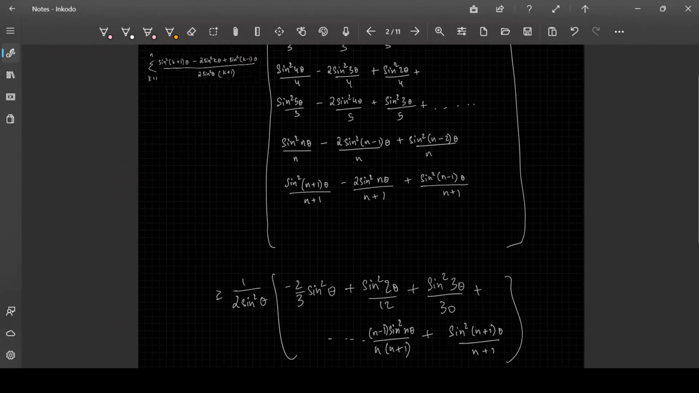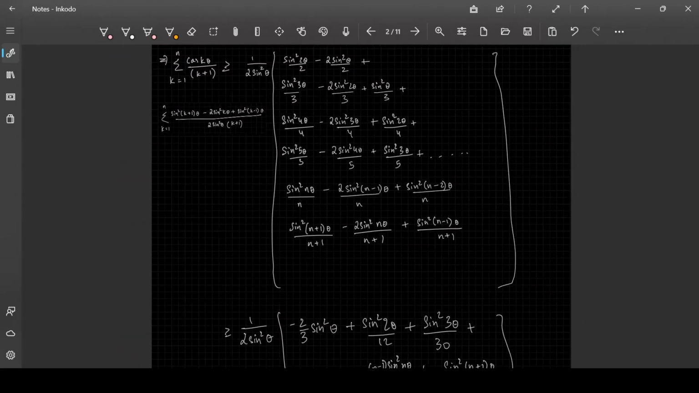And now you can just check here. First of all, let us look at sine square theta. We have a sine square theta term here and a sine square theta term here, and nowhere else will we find sine square theta again. So we can just simplify them. It appears to be minus 2 by 3 sine square theta, and then sine square 2 theta. Here we have one term, here one term, here one term. So we can just take the LCM and solve it. We will be ending up with sine square 2 theta by 12.